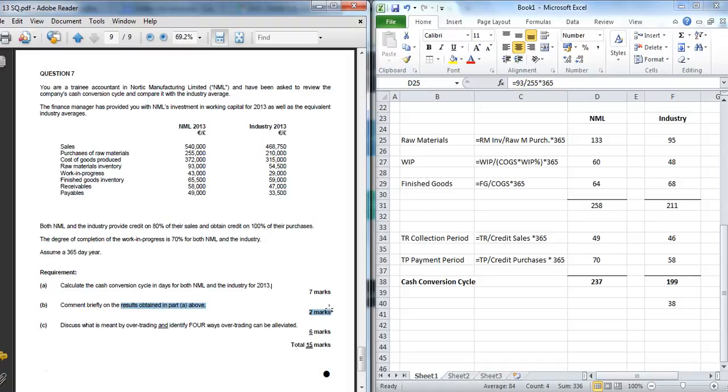So that screencast looked at Summer 13 question 7, focused on ratio analysis in the context of working capital management.